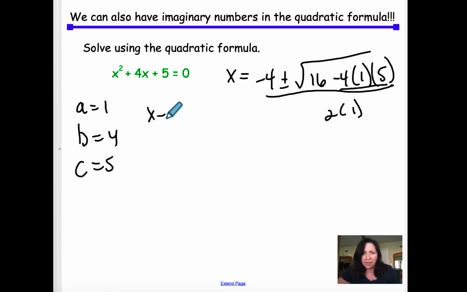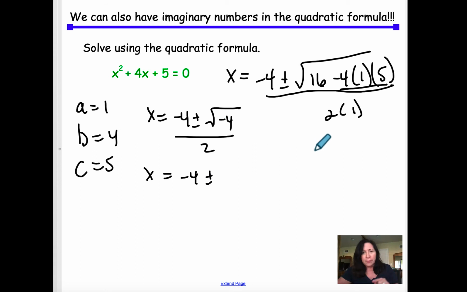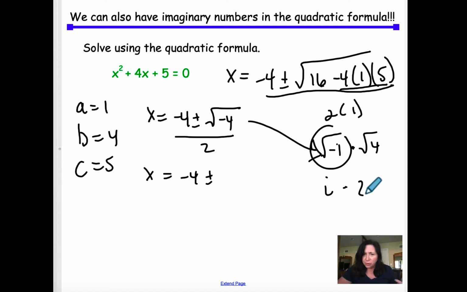So what we have is x equals negative 4 plus or minus the square root of negative 4 all over 2. Remember, we did this in class, that is the square root of negative 1 times the square root of 4. Well, the square root of negative 1 is i. The square root of 4 is 2, so that's 2i.